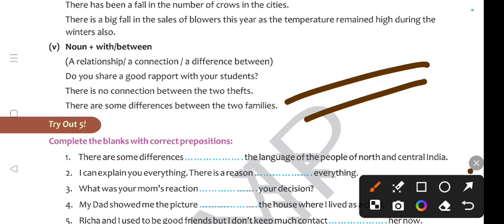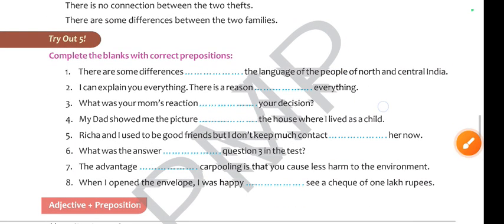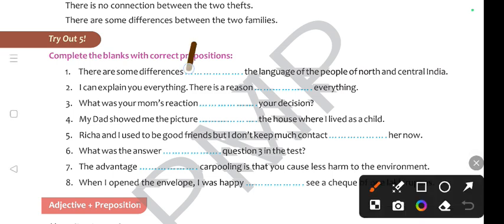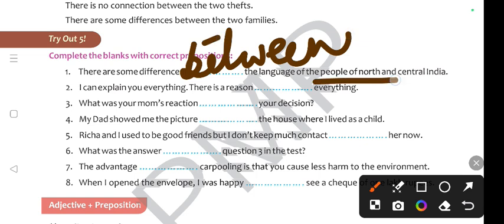Let's solve Try out 5. Complete the blanks with correct preposition. There are some differences between the language of people of North and Central India. I can explain everything to you. There is a reason for everything. What's your mom's reaction to your decision?